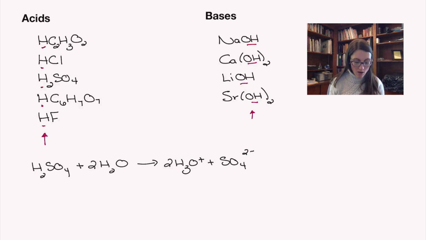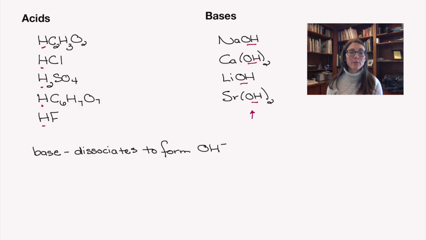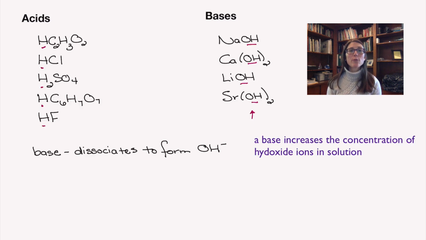But again, in all cases, the hydrogens that are written at the front of the formula, those are the ones that are available to be lost with the nomenclature that we are using. Each hydrogen will find its own water to form a hydronium ion. Bases are a bit different. They will dissociate to form hydroxide ions, another polyatomic ion you're supposed to know.